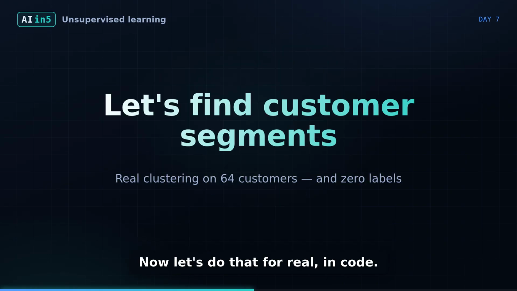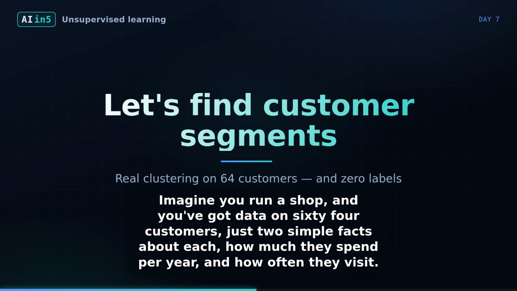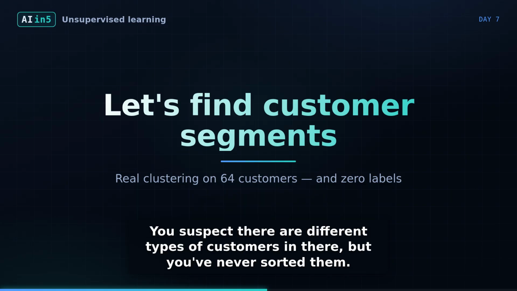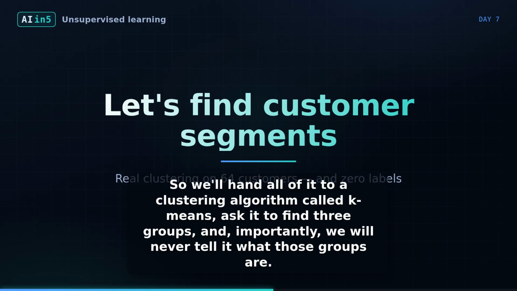And there, now let's do that for real, in code. Imagine you run a shop, and you've got data on 64 customers, just 2 simple facts about each: how much they spend per year, and how often they visit. You suspect there are different types of customers in there, but you've never sorted them.